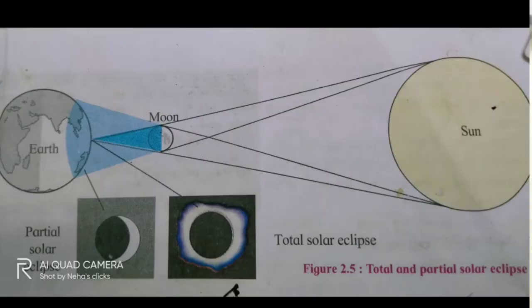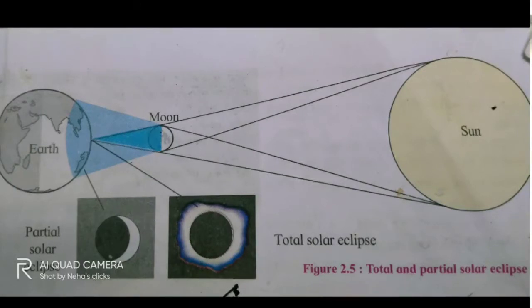In today's class, we are going to study about solar eclipse and lunar eclipse. So please students, open your textbook, see page number 5, observe figure 2.5 and figure 2.6. Figure 2.5 and 2.6 is about solar eclipse and its types. So observe the figure concentratedly.